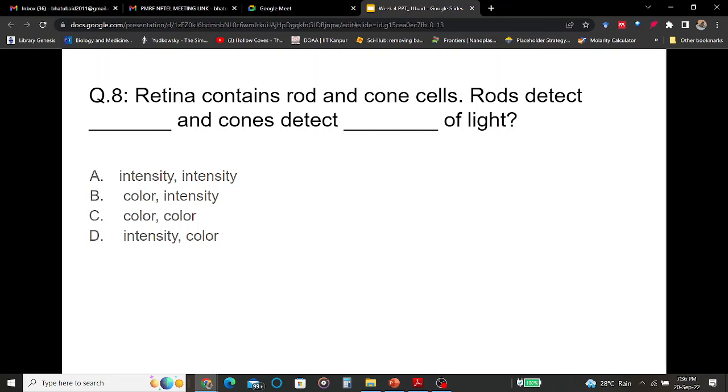Second is rods detect color and cones also detect intensity. Third answer is color and color. Fourth answer is intensity and color. So what is the answer? It's a very basic question. You must have studied it in 11th or 12th class, maybe in the 10th class also. So the answer is D: rods detect intensity and cones detect color.